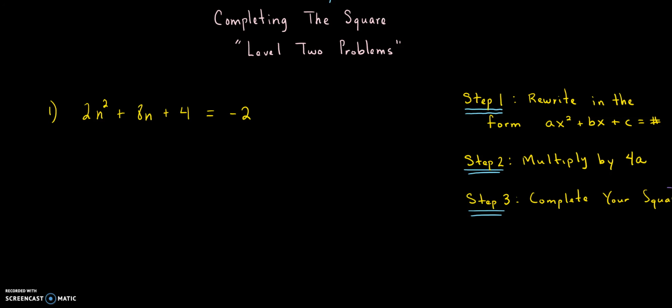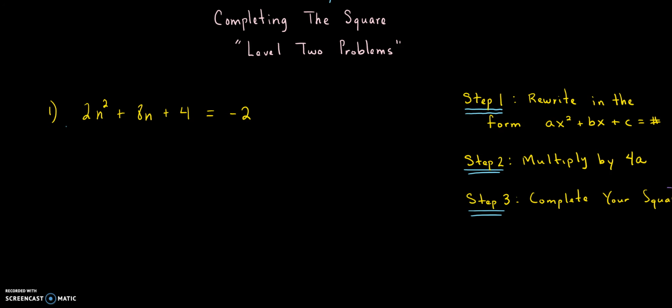We're going to go ahead and look at completing the square, or what we called in class level 2 type problems. The problem that we're looking at here, 2n squared plus 8n plus 4 is equal to negative 2, is actually problem number 1 on your worksheet or assignment that you'll be turning in on Monday. So let's go ahead and work through this problem.